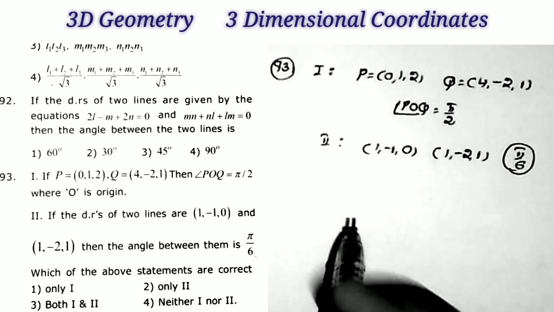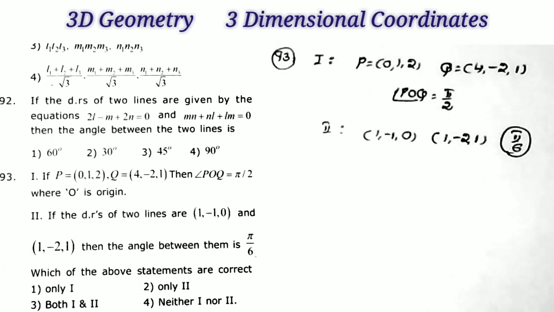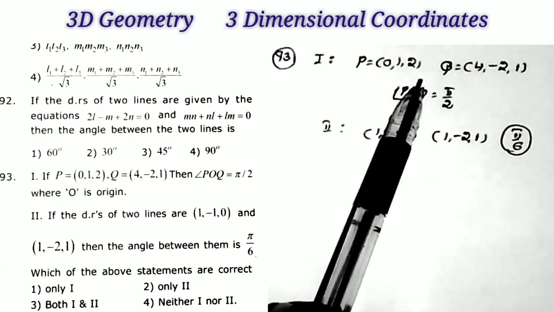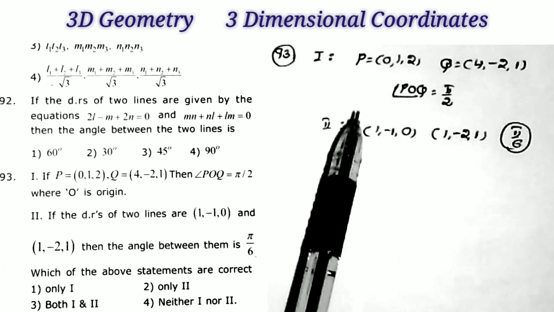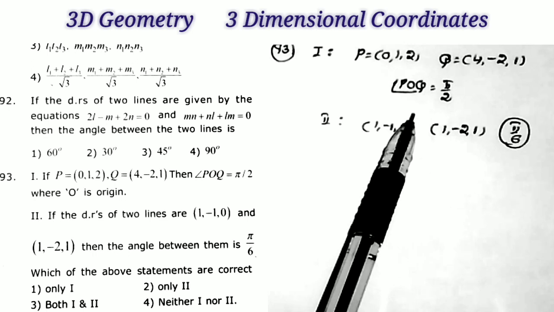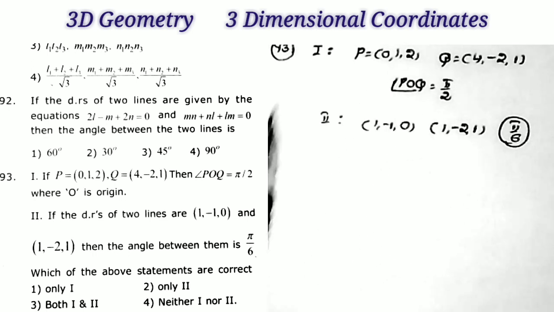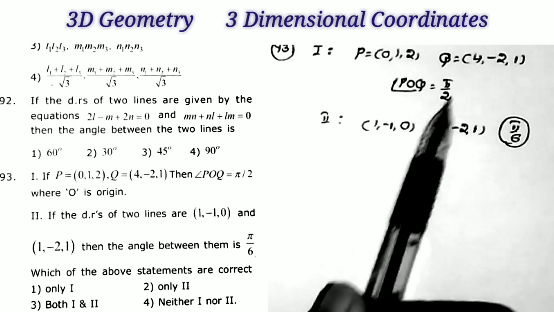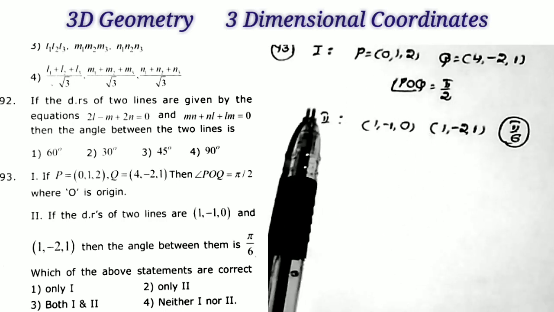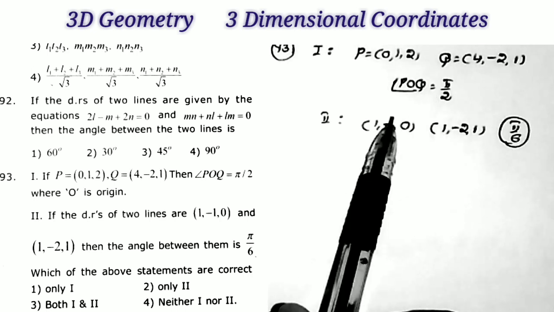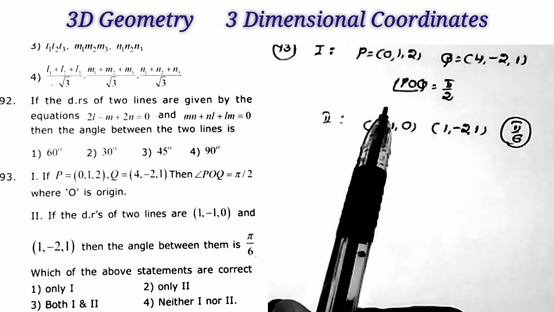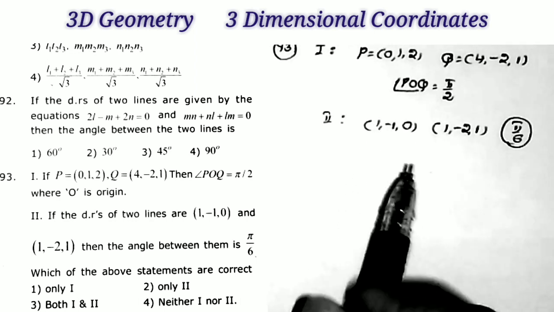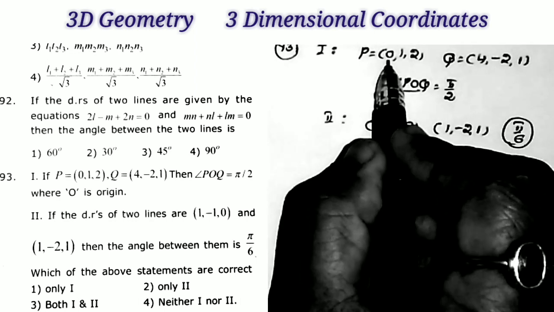Question number 93. In this question we have two statements. The first statement is: if P is equal to (0, 1, 2) and Q is equal to (4, minus 2, 1), then angle POQ is equal to pi by 2, where O is the origin. So first we have to check whether the angle between the lines is 90 degrees or not. What is the condition? If the lines are perpendicular, then the condition is A1 A2 plus B1 B2 plus C1 C2 is equal to 0. Now we are checking that condition.